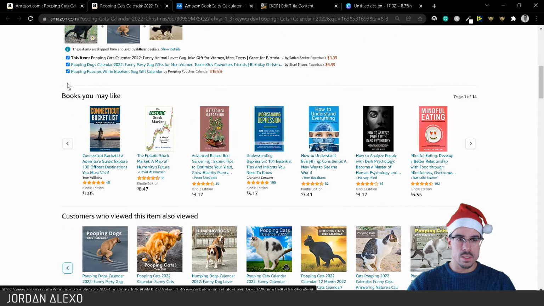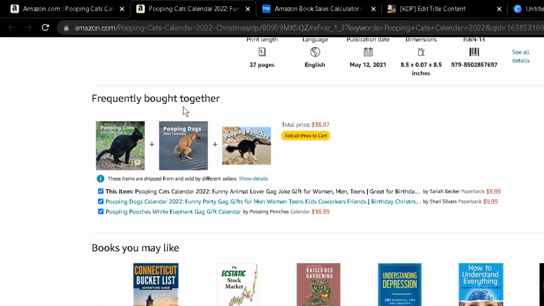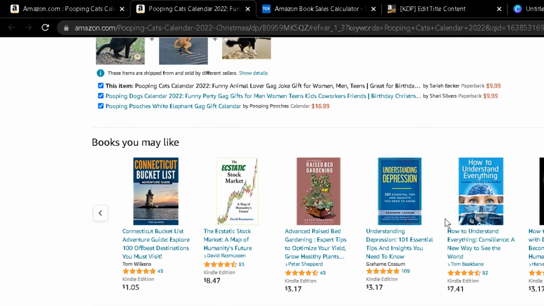And once you go to the suggestions, even over here, frequently bought together, you can see that people are buying together a collection of pretty disgusting calendars. Pooping cats, pooping dogs, pooping pouches. Why people like this, I don't know. But it's my job, and I'm actually going to publish this type of calendars, and I'm going to make a few of them and see how it goes.